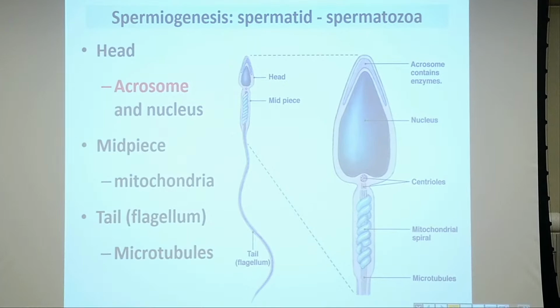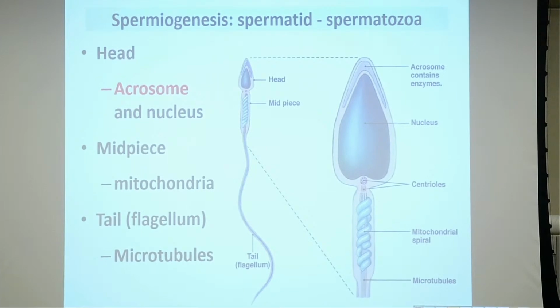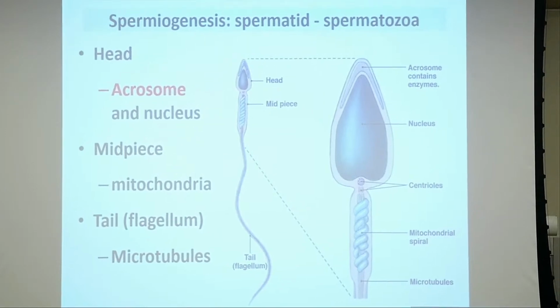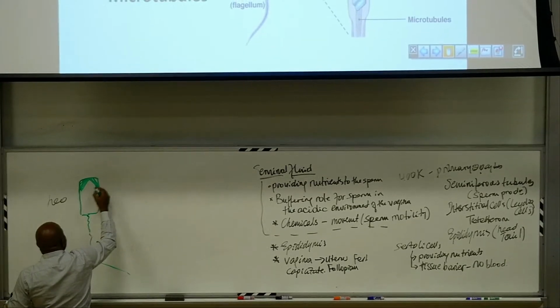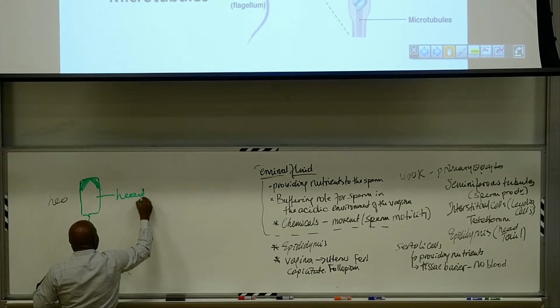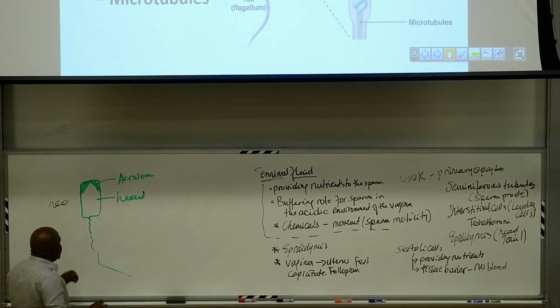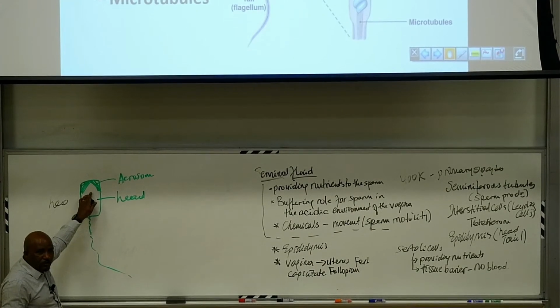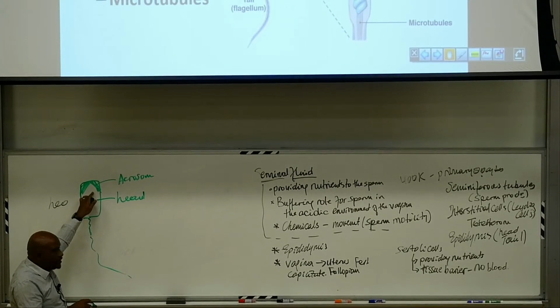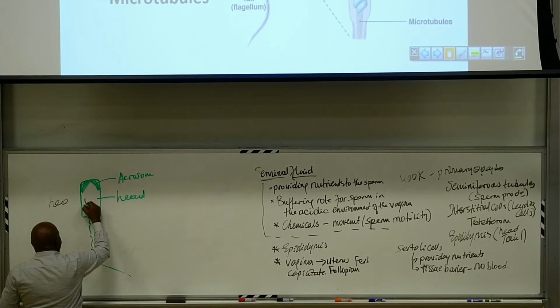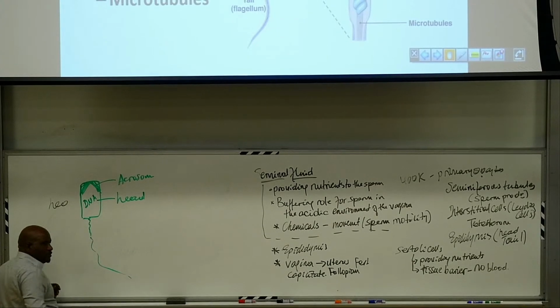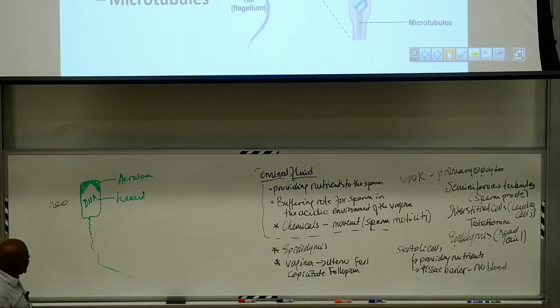We have the head, that is the head of the sperm. It has here an acrosome, which has different types of enzymes which are important for the penetration of the sperm through the zona pellucida of the egg. And the head has the DNA, the genetic information, packed into the head.